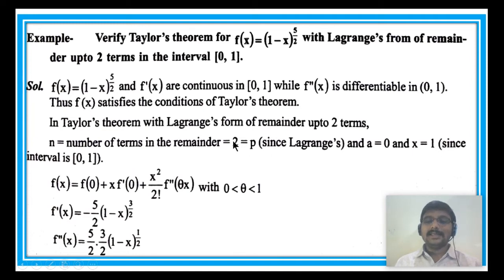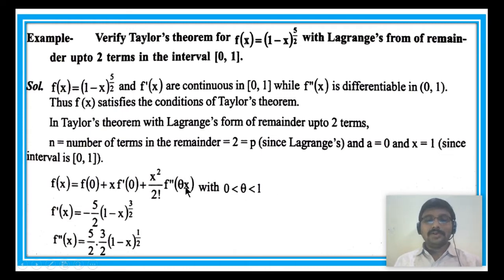So that is n is here 2, that is p equal to 2, and a is 0 and x is 1. Since the given interval is a closed interval 0, 1, we will have a formula, that is f of x is f of 0 plus x by 1 factorial f dash of 0 plus x square by 2 factorial f double dash of theta x, where theta lies between open interval 0, 1.